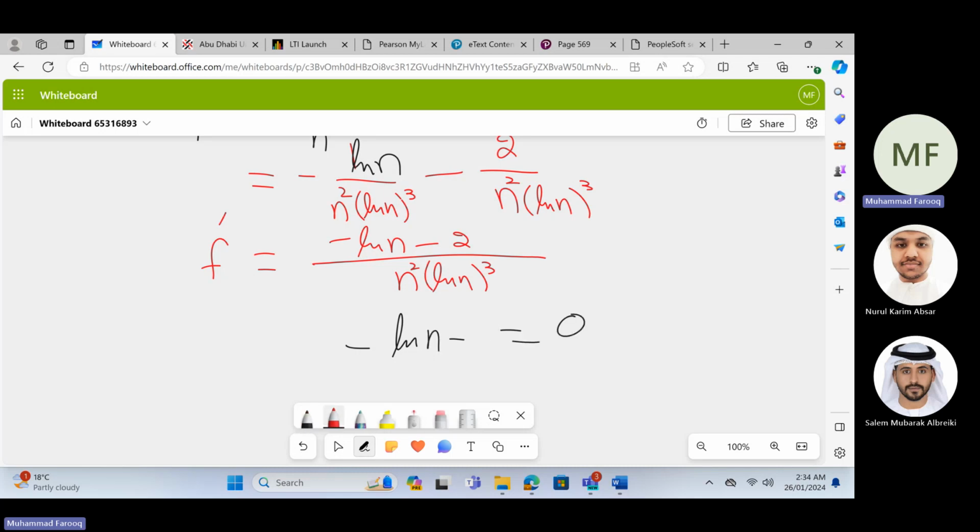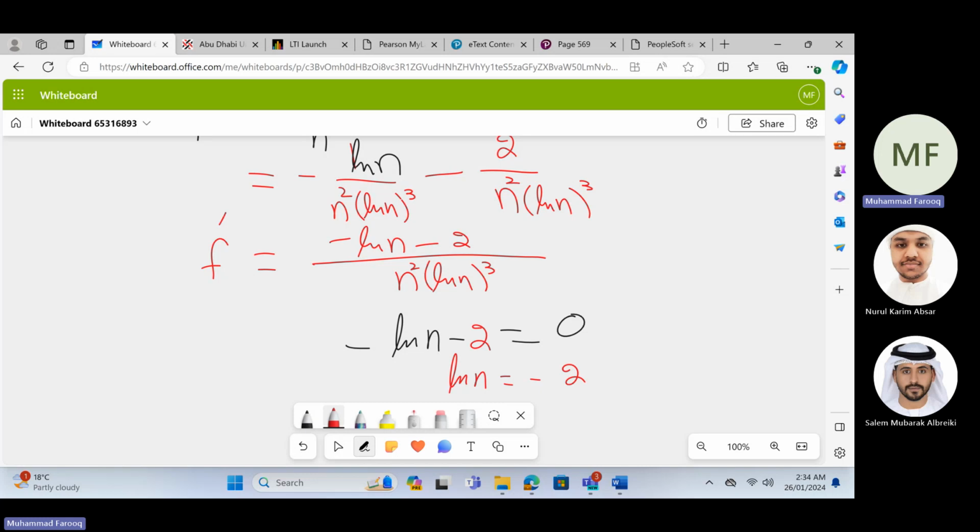I need an answer for n from here. So what should I do? I can move the negative to the other side, or I can move the ln n to the other side. So now I get ln n is equal to negative 2. Agreed? Very good. I need n.